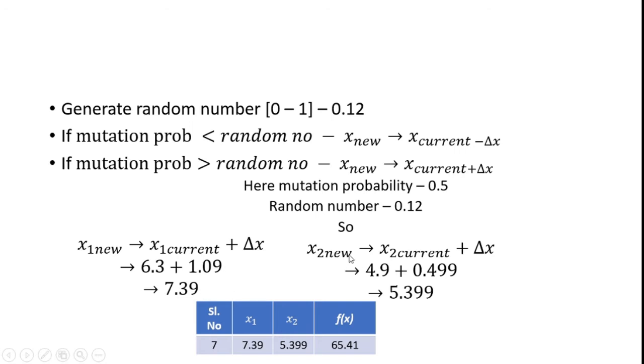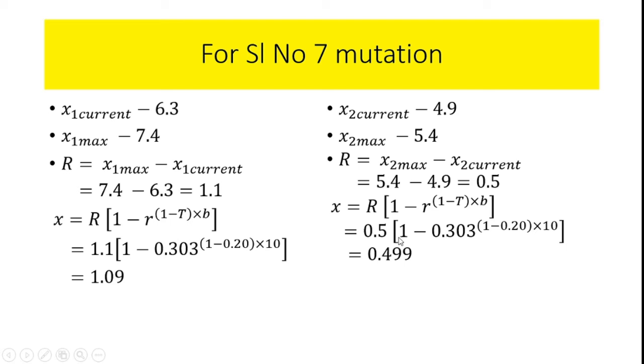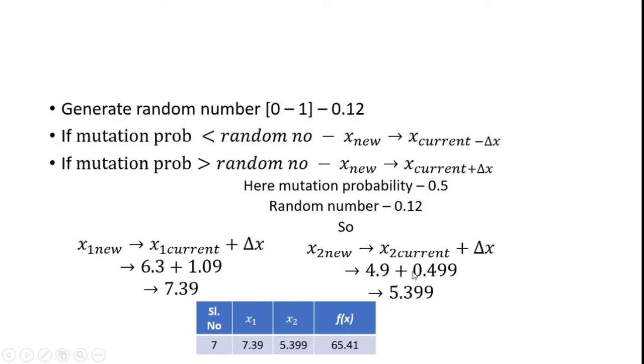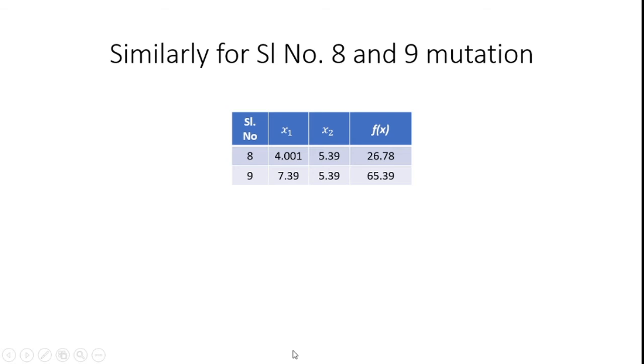Similarly, I conduct the same test for x2. x2 new is equal to x2 current plus delta x. Here 4.9 is the current point. I add 0.499, which I found as the delta x for the second point, so I add both. I got 5.399. From this, I get the new point for the seventh population as 7.39 for x1 and 5.399 for x2.